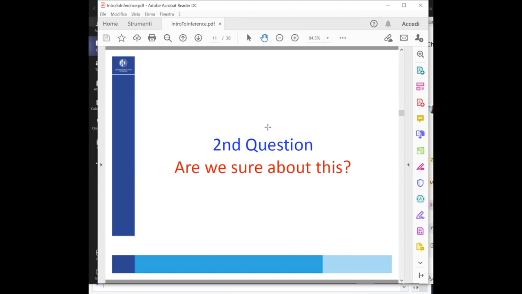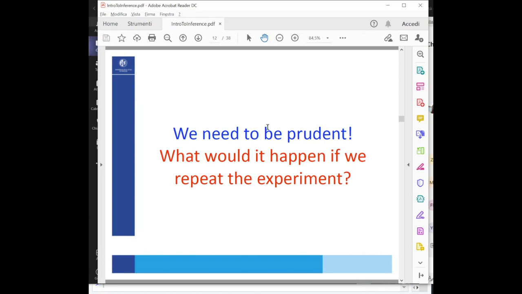Second question: are we sure about this? Now we are not sure. We know that we are not right. But in all the other situations, we have to suppose we are not right. We can never suppose that our population looks like the sample, because this is almost impossible. So what do we do? We need to be prudent. What would happen if we repeat the experiment? We would probably get a different result.